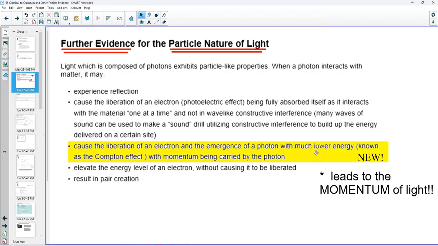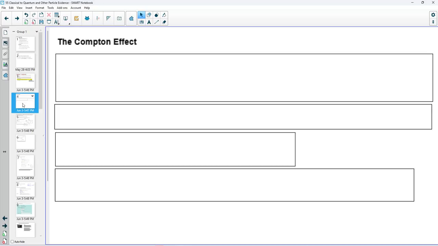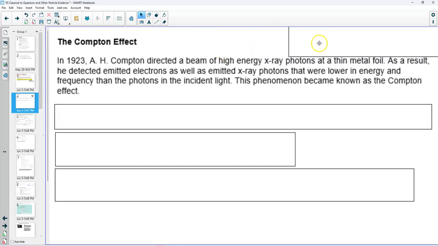But yeah, so further evidence of the particle nature of light: the liberation of an electron and the emergence of a photon, lower energy, and so on. The Compton effect. We're going to look through that one. Basically, it's a really good confirmation of the momentum of light, that light has momentum, which is obviously a particle property.